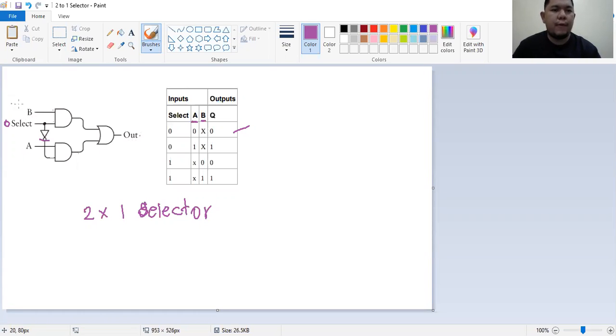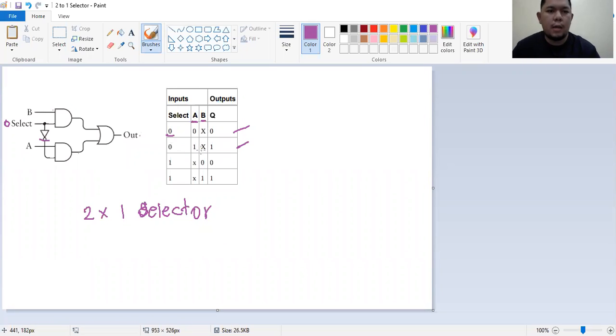Okay, so what if B is 0 and A is 1? Again, we'll be selecting A if we have the value of 0 for the select input. So this becomes 0, this becomes 1, this becomes 1, this becomes 0. So 0 and 0 becomes 0, 1 and 1 becomes 1, so 0 or 1 becomes 1. So we have proven that this specific truth is real.